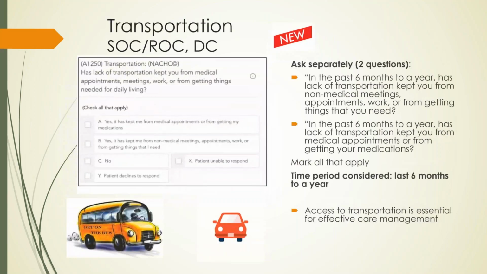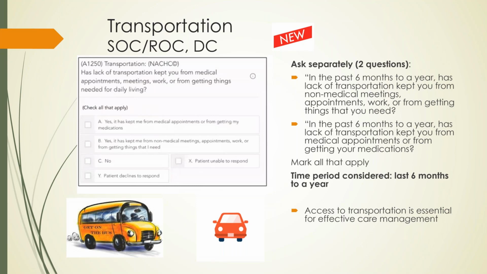Okay. So we have a new question now, on transportation. What they want to know is if the patient has any transportation difficulties. That's done at start of care, resumption of care, and discharge. The question is divided into medical access and non-medical access. You have to ask the patient, over a time frame of the last 6 months to a year: has a lack of transportation kept you from medical appointments, meetings, work, or from getting things that you need for daily living? And then it's whatever the patient says.